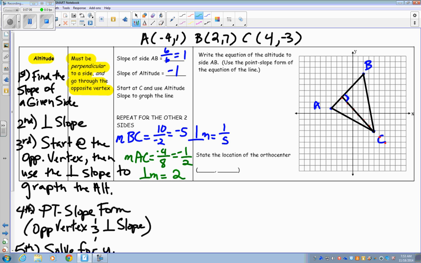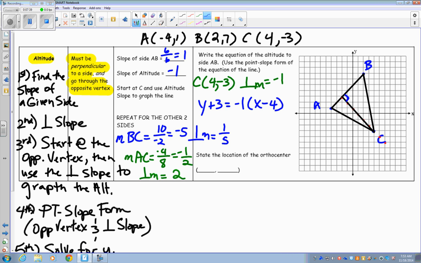To write the equation of the altitude for side AB, you're going to use point slope form of the equation. And when we use point slope form, we're going to use the vertex. So C was our vertex, and it had the coordinates 4, negative 3. And then we're going to use the perpendicular slope of AB, which was a negative 1. So we're just going to put it in point slope form, and that will give us y plus 3 equals a negative 1 parentheses x minus 4.